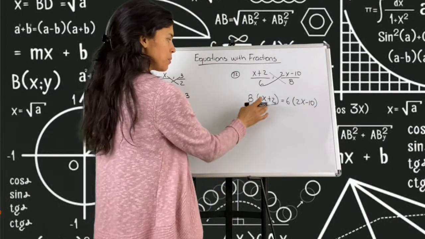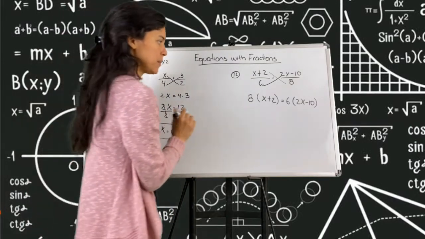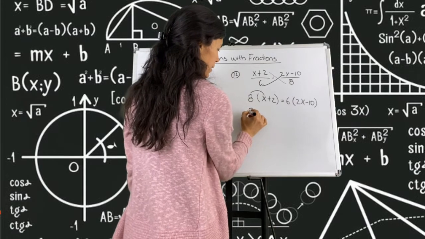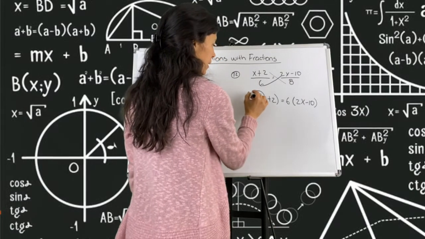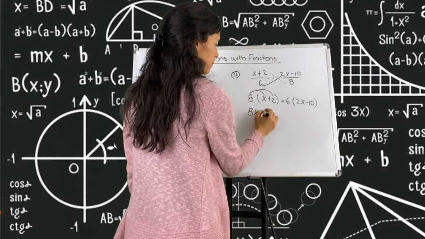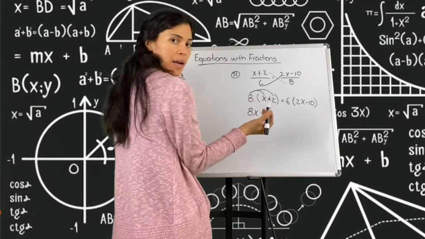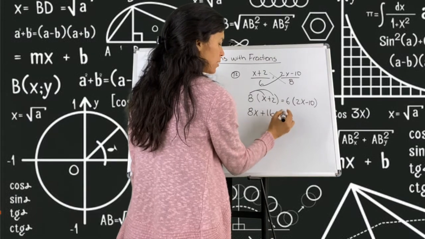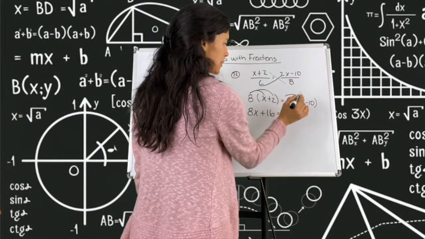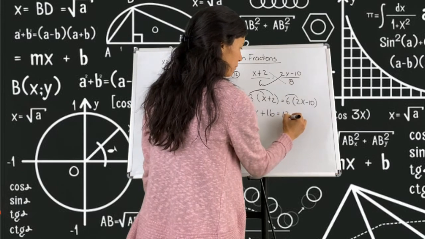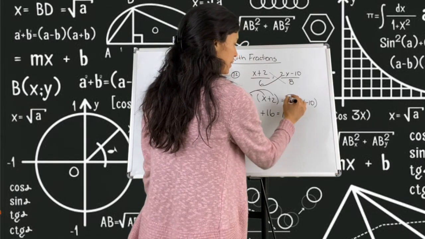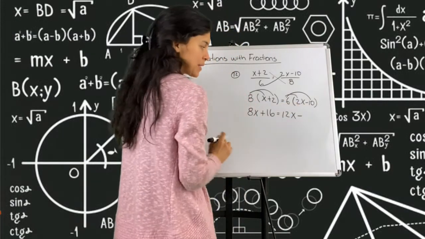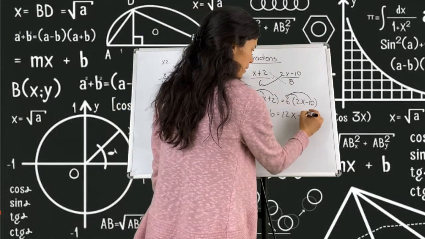Now I need to do distribution. There was no distribution here. Over here, the 8 needs to multiply the x. So that is 8x. And then the 8 multiplies the 2, plus, because it's a plus and there are no negatives. 8 times 2 is 16. And let's distribute the other side. 6 times 2 is 12. Don't forget the x. And then 6 times minus 10. A positive and a negative makes a negative. 6 times 10 is 60.